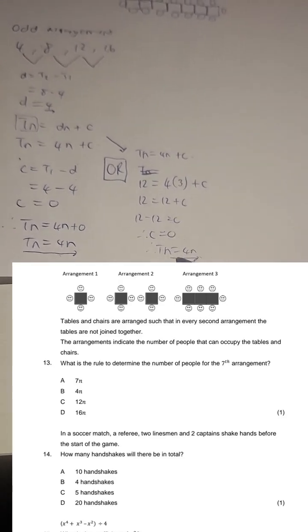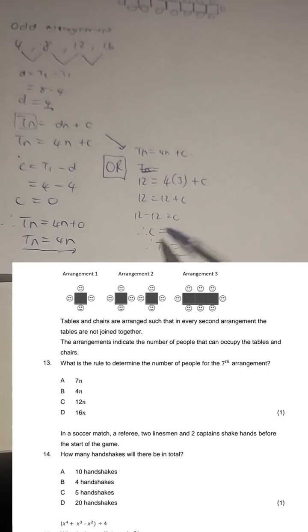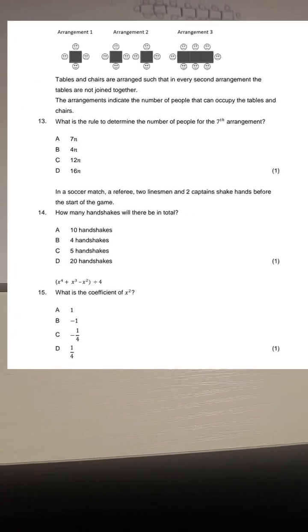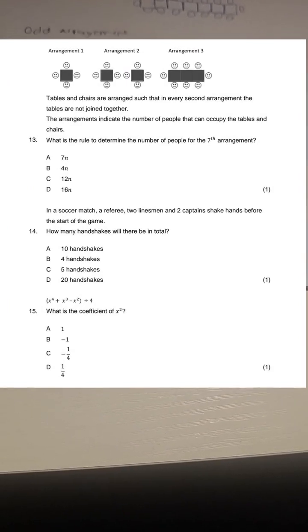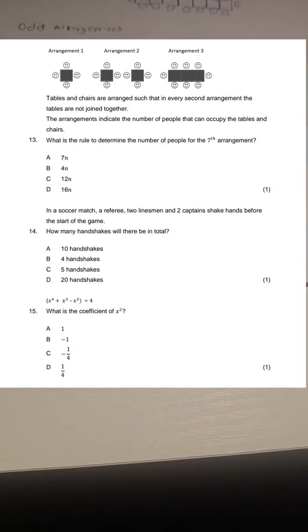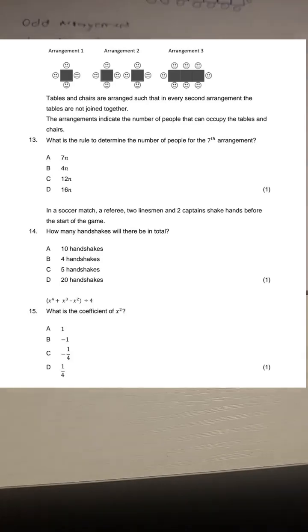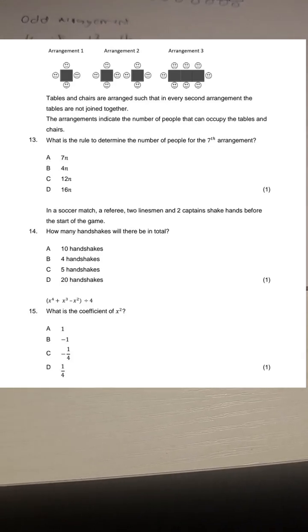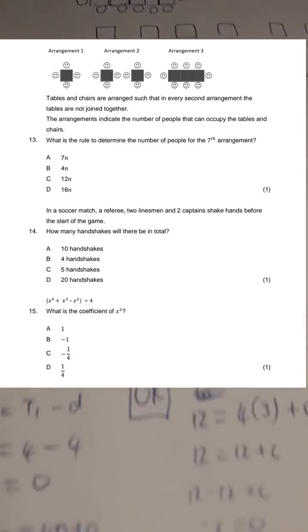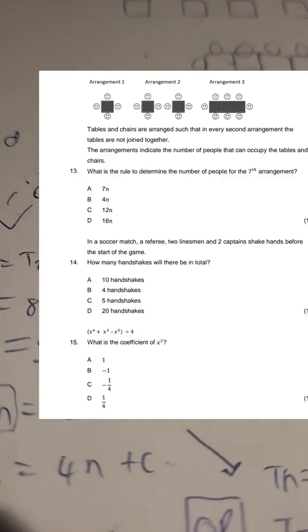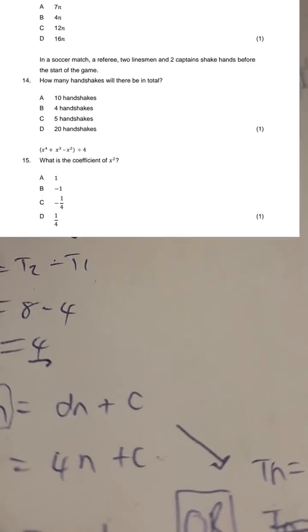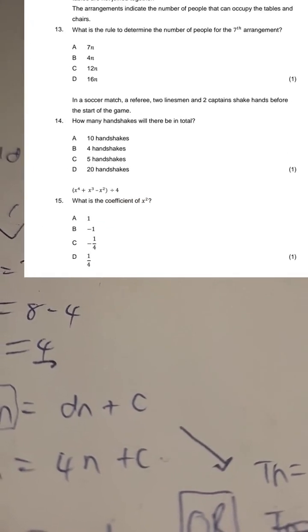Once you get C, you substitute it back into the general term. This is your rule. So what is the rule, guys? To determine the number of people for the 7th arrangement, there it is. It is B. Okay. I hope we are together there. I really hope we are together and we are flowing together very nicely.